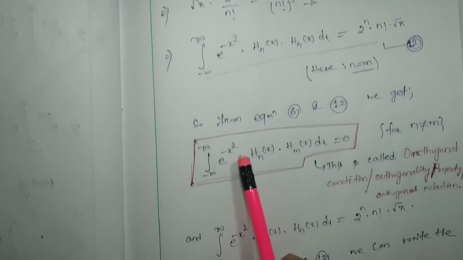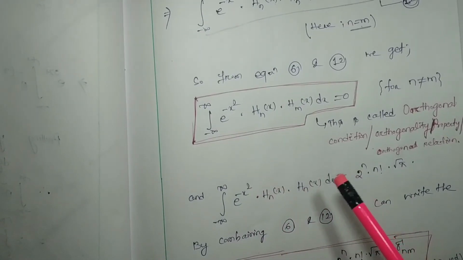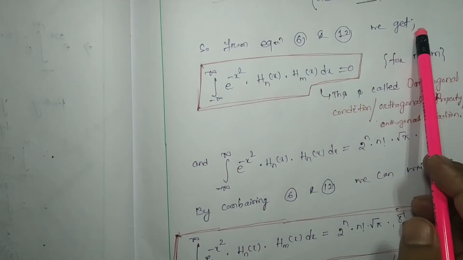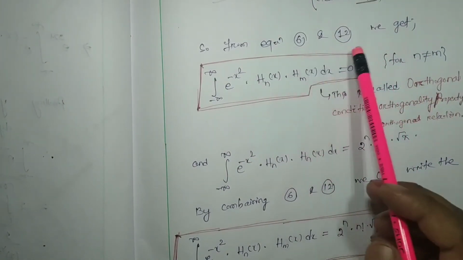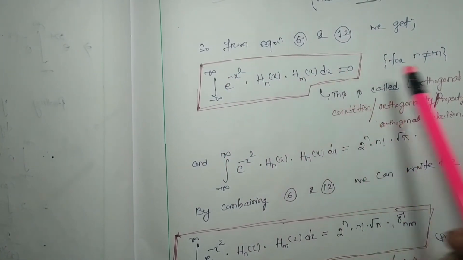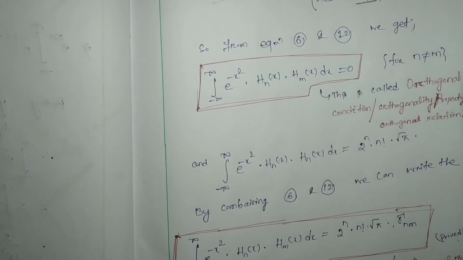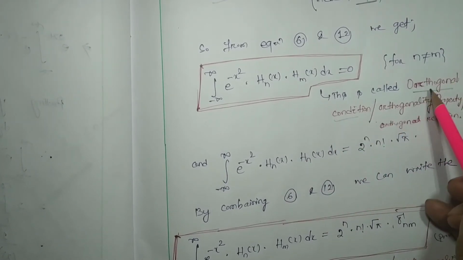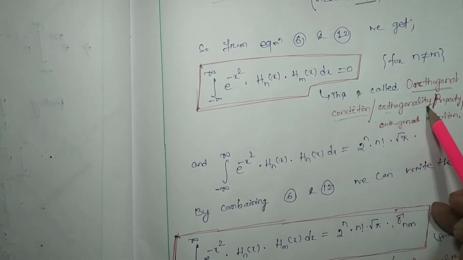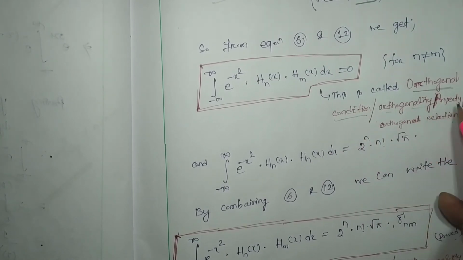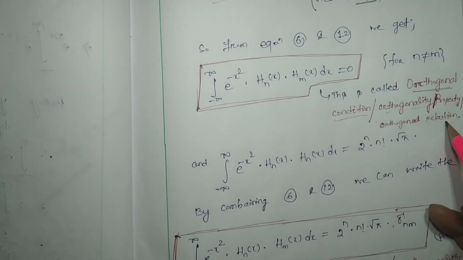Now combiningly if we are going to write these two equations, from equation number 6 and 12 we can get what we got. From equation number 6 we found this much, e to the minus x square Hn x Hm x dx for n not equal to m. I told that this is nothing but called your orthogonal condition, whatever you can say. Many books write orthogonal condition, orthogonality properties, or orthogonal relation, whatever you can write.